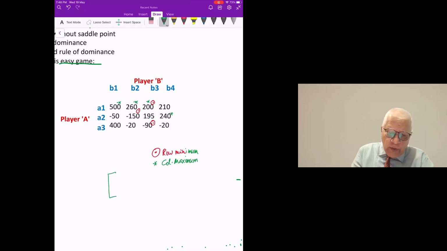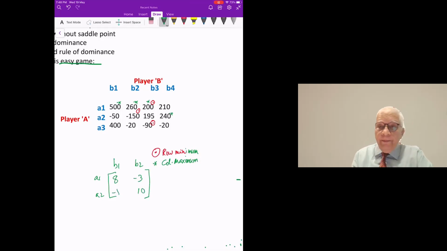Okay, player A has only 2 strategies, A1, A2, and B has B1, B2. And what are the numbers? Let's see, 8, minus 3, minus 1, 10. Now let's try to solve this game using the principle of saddle point if it exists. These are the strategies. B1, B2 are strategies of player B. A1, A2 are strategies of player A. So let's find out if this game has a saddle point.